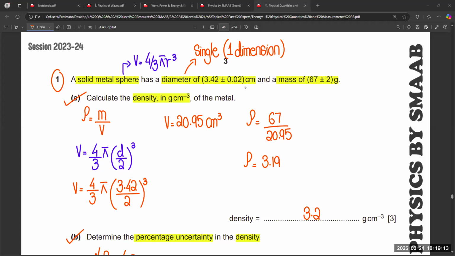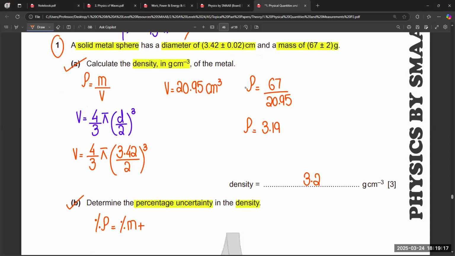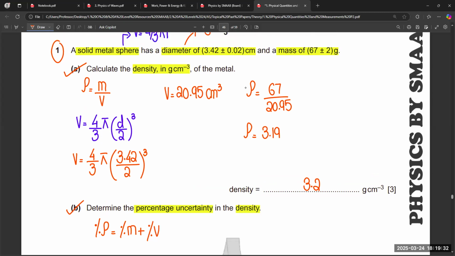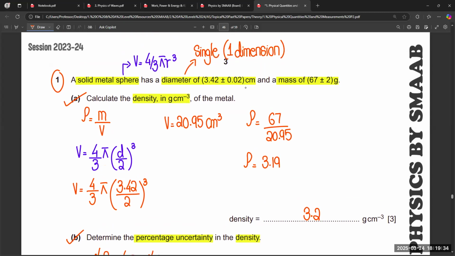So basically, in the part of the volume, when we are calculating the uncertainty, we have the formula mass upon volume. So uncertainty in mass plus uncertainty in volume. But the problem is the value of uncertainty of volume is not given in the question, right? In the question, we have only the diameter. Diameter represents only one dimension, right? Volume represents three dimensions at a time.